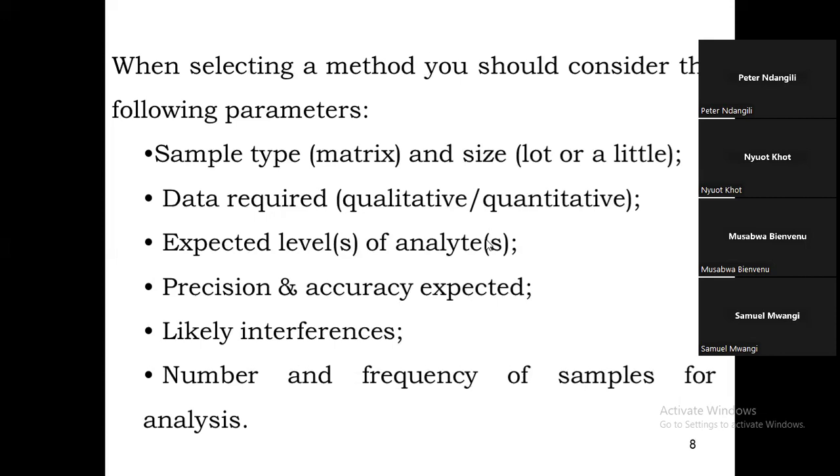Now, when you say that an interference is a substance that interferes, interference is something that interferes. A contaminant is a substance that contaminates. I had a problem with those kind of answers because you are using a word to describe itself. There are very many things that I wrote in that, and you'll be able to see when I give you the papers. Now, number of and frequency of samples for analysis is also a parameter that should be considered when you are selecting an analytical method.